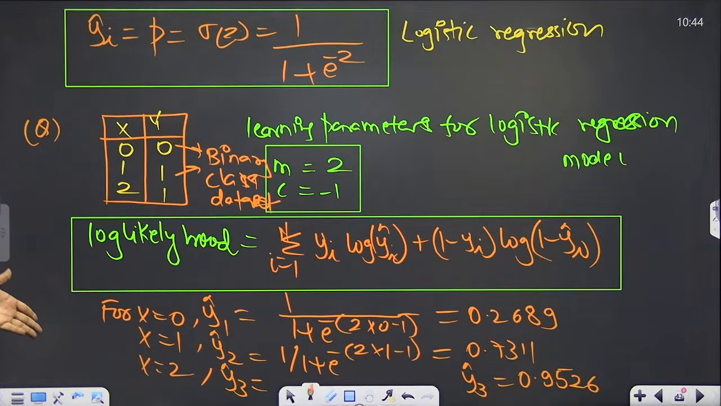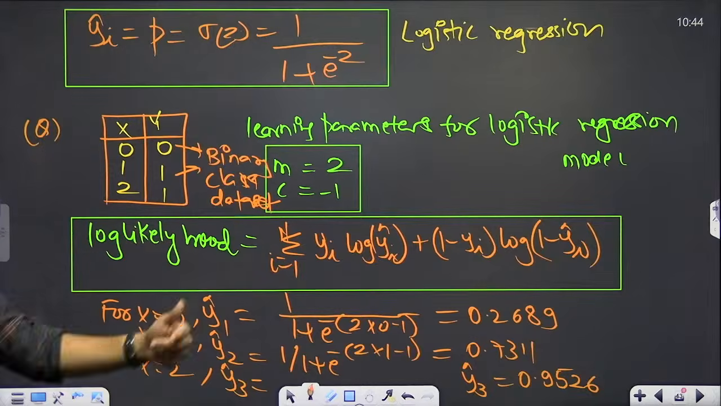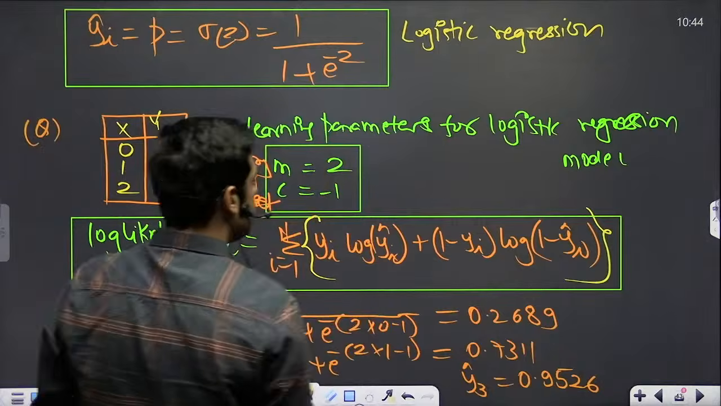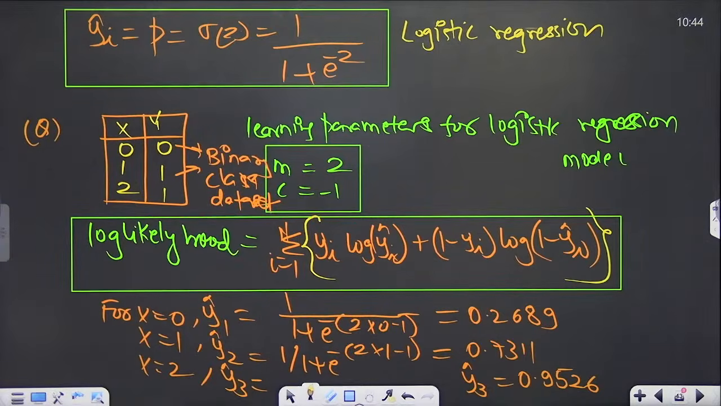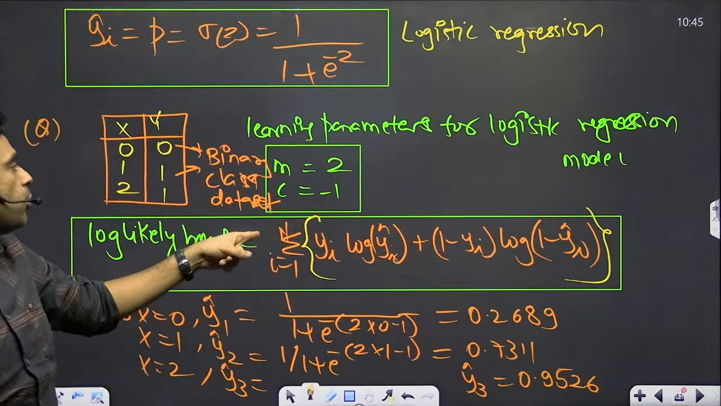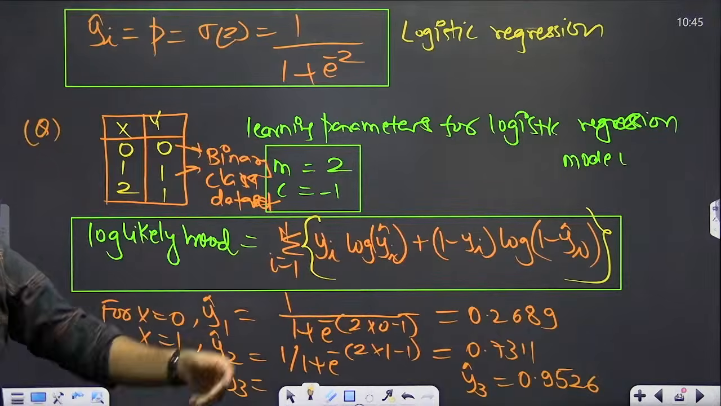Now what you have to do is just put these values here. Tell me the value, how much you are getting. For the first probability calculate this thing, for the second calculate this thing, for the third calculate this thing, and just sum up and tell me the answer.